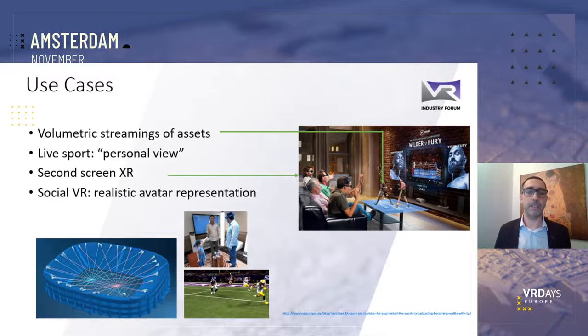Here you can have a view of what use cases you can have. You have volumetric streaming assets, where you basically create the boxer here. You can see with the AR glasses. You can get a personal view of the streaming event or the sport event. You can use it as a second screen XR with additional information. And also you can enhance the quality of social VR by having realistic avatar representations.